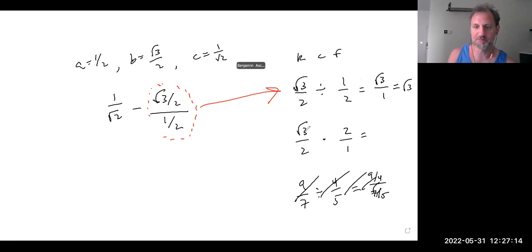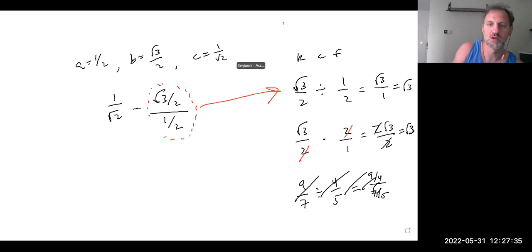I can get to the same place here, 2 root 3 over 2, simplify. Of course, I had an opportunity at the beginning there to see that the 2's were diagonally going to cancel, simplify. So, I end up in the same place regardless. The whole point is that when I do this division, I end up with just the square root of 3. So this should be 1 over the square root of 2 minus the square root of 3.